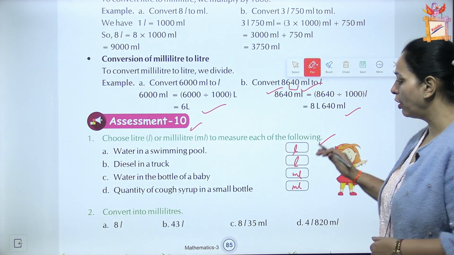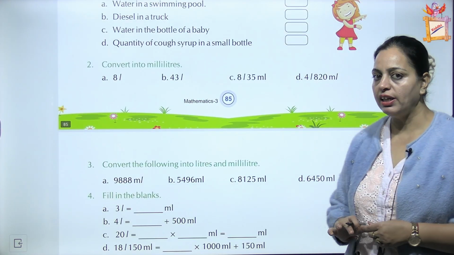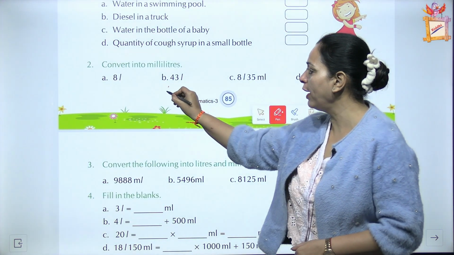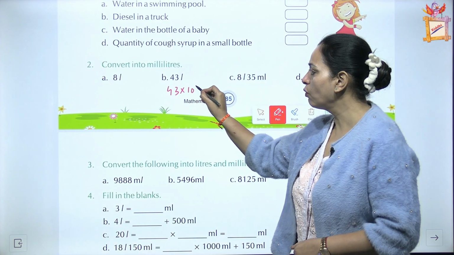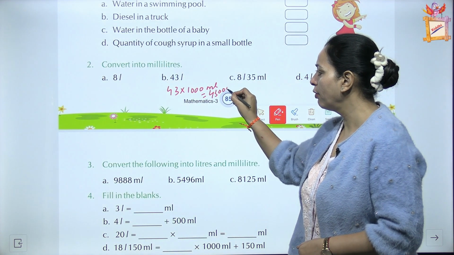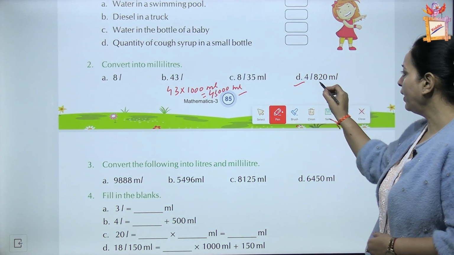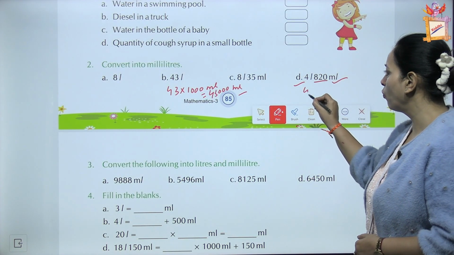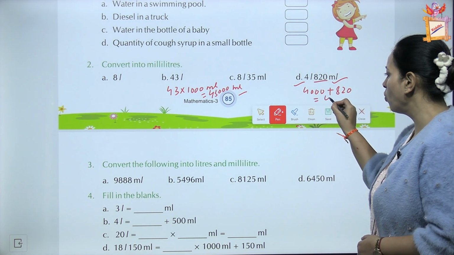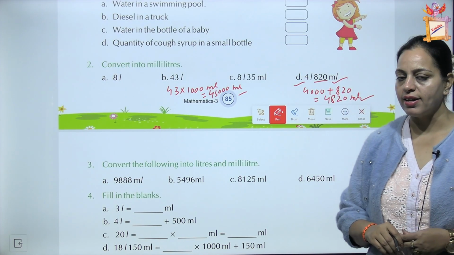Now the second one, convert into milliliter. Like here B part 43 liter. So 43 liter means 43 multiply by 1000. So 43,000 milliliter, right? Similarly D part 4 liter 820 ml. So 4000 plus 820. So 4820 ml is the answer.